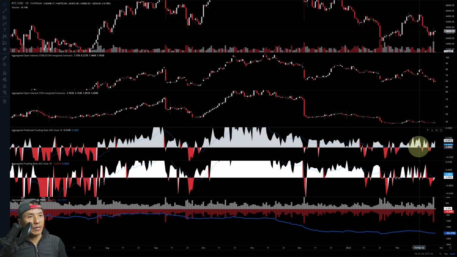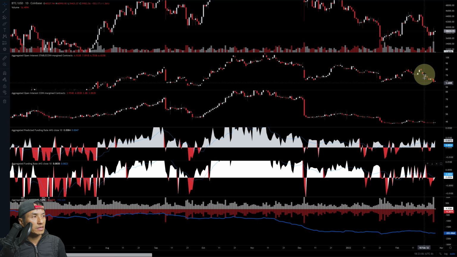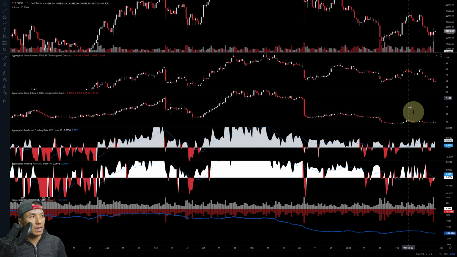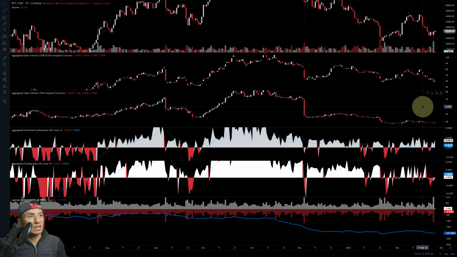We're going to skip the aggregated predicted funding rate here. That's predicted. Let's go to what's the actual. Actual, it's been in the negative since February the 20th, and the lowest was negative 0.005. Like I mentioned in past videos, that's not much to write home about. Combine this with the funding rate being pretty low, that's not going to impact the price that much.